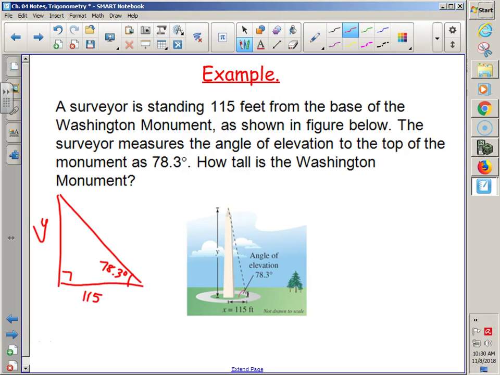Calculator, degree mode, double check with someone in your group. I don't have my calculator, so I'm depending on you guys to get me a good answer when I ask for it in just about a minute.